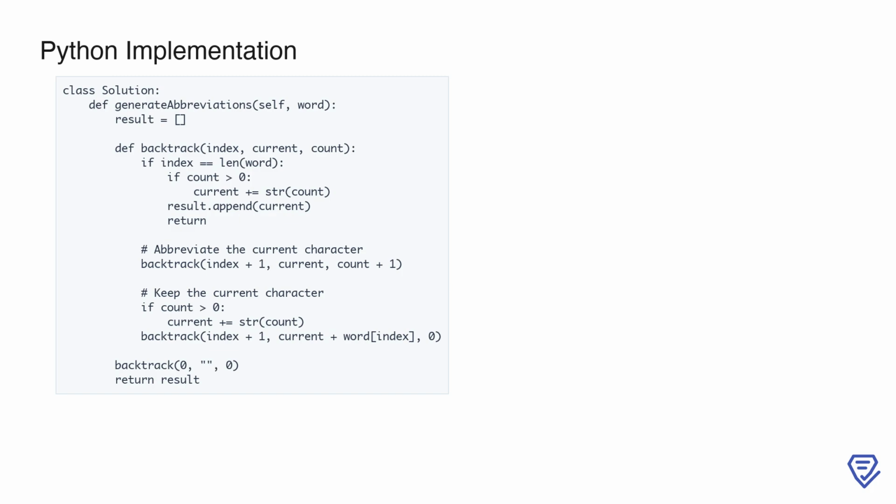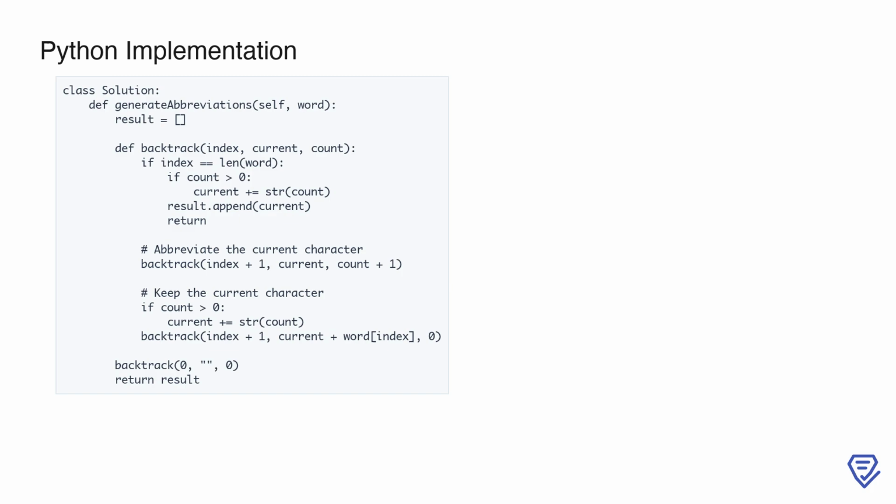This Python implementation solves the LeetCode problem number 320, Generalized Abbreviation, using a backtracking approach. Let's break it down. The generate abbreviations function begins by defining an empty list, result, which will store all the possible abbreviations for the input string word. A helper function backtrack is then defined inside it. This function takes three arguments: index, the current position in the string, current, the current abbreviation being built, and count, the count of consecutive characters being abbreviated.